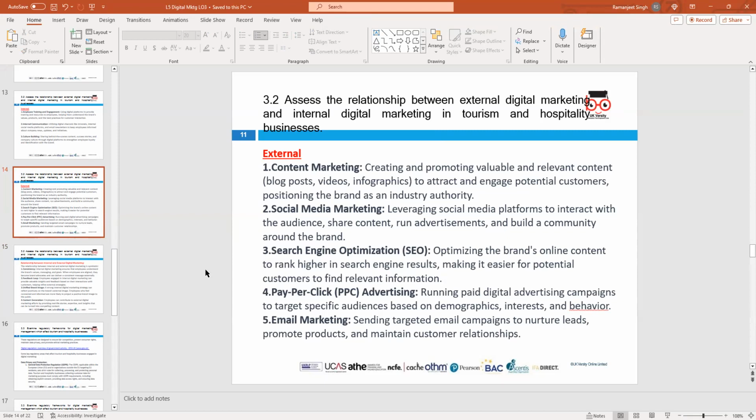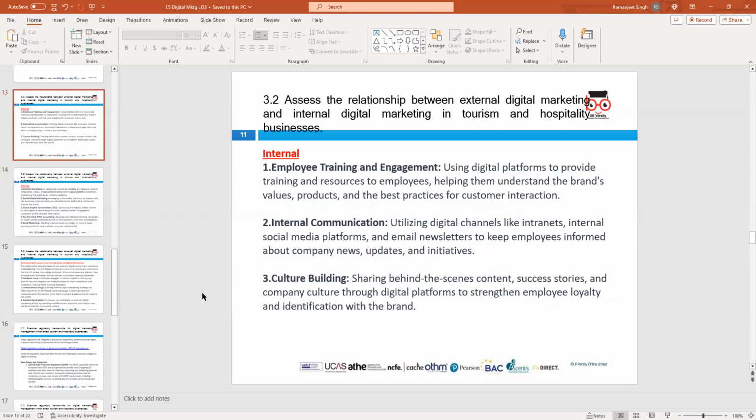Okay, we also said pay as you advertise, or pay per click, right? This is when you run advertising campaigns to target particular people or a particular audience, and you pay for what you advertise. You pay according to how much you advertise. So this is called pay per click.